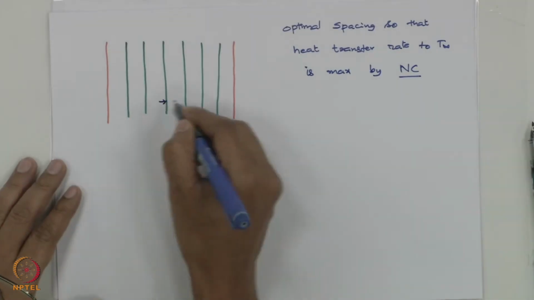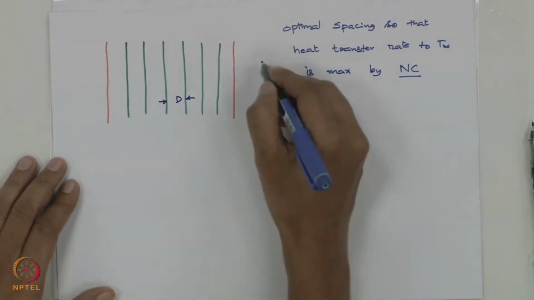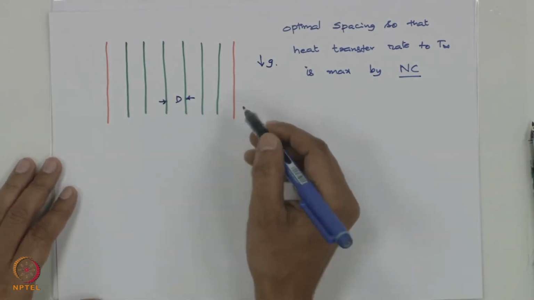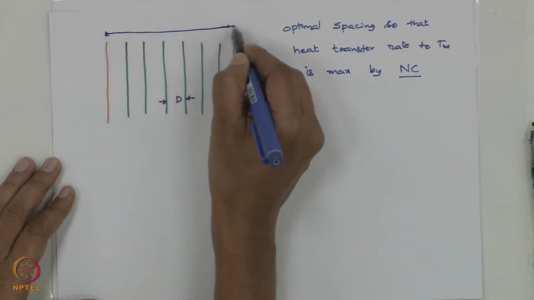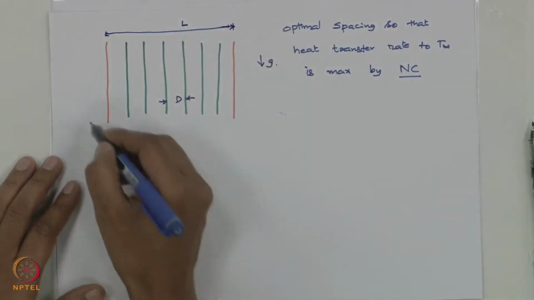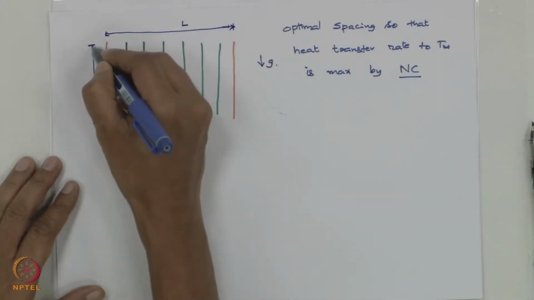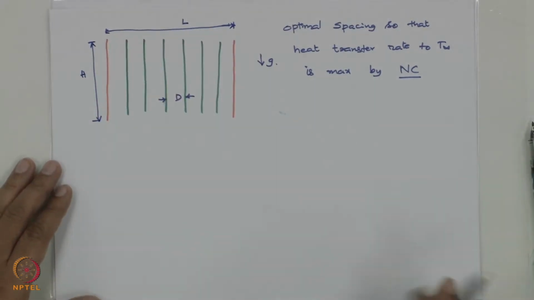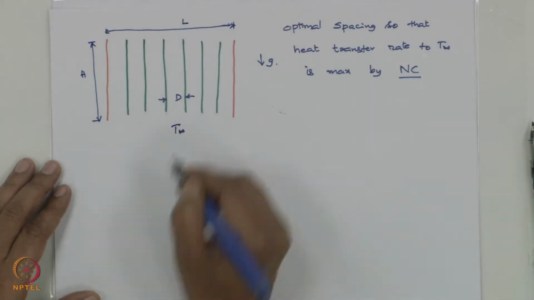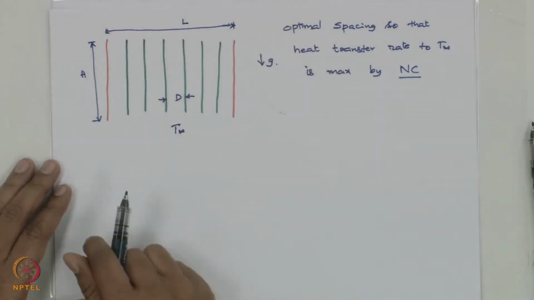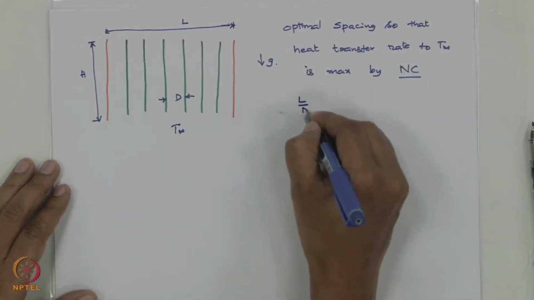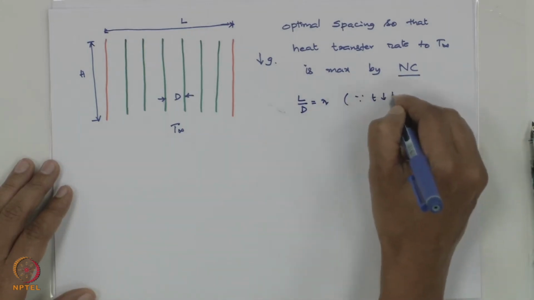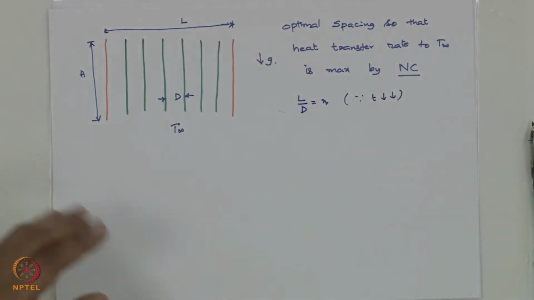So the distance between the two plates, we take it as d. This is my g. Each one of them is maintained at the same temperature Ts. The total distance is L. Height of each plate is h, although my figure doesn't show like that, it is the same for everyone, and T infinity is my fluid temperature all around. So L by D is equal to N, number of plates, because I am assuming thickness of the plate is very small.